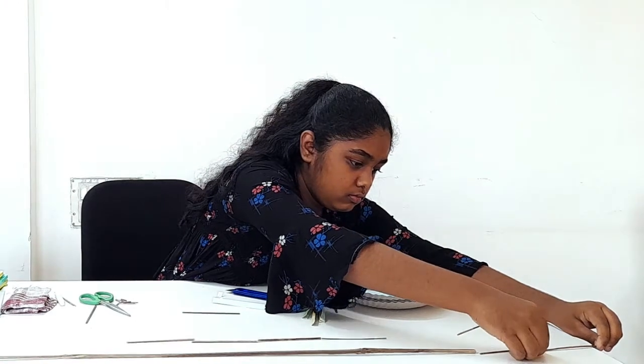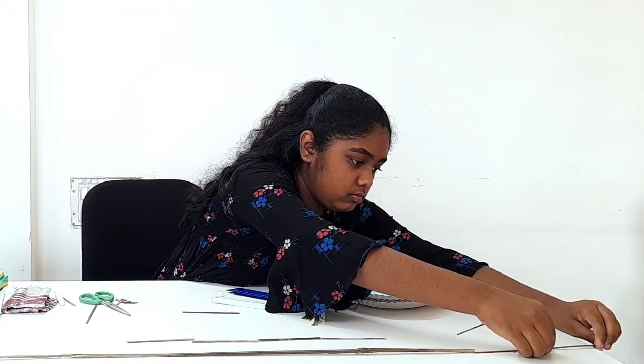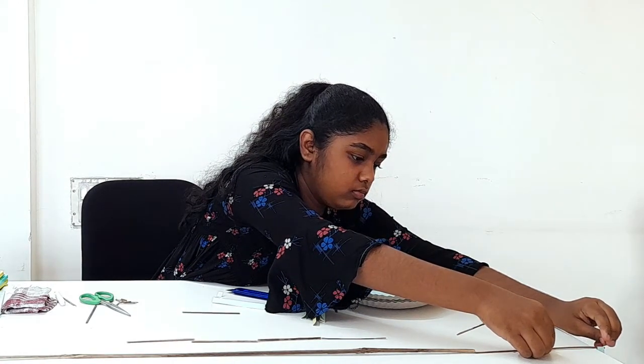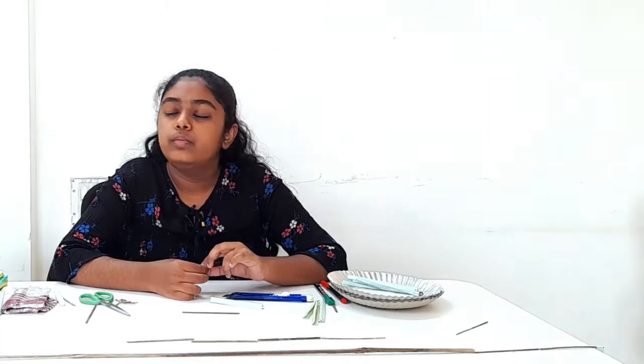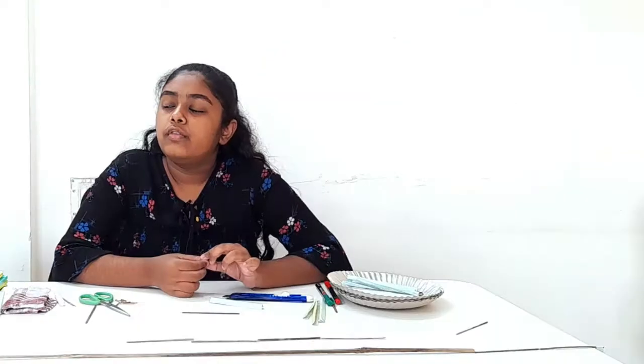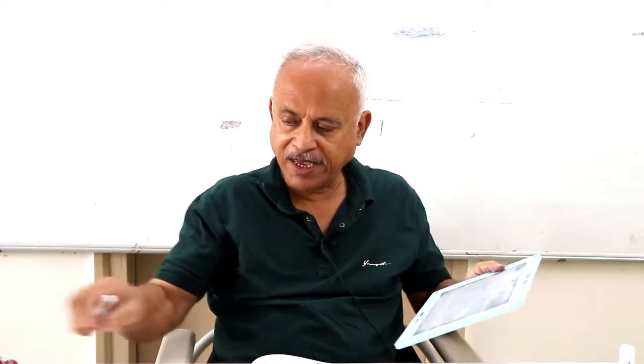So 1 meter, 2 pieces of 1 by 10, and 1 by 100 have you kept? So how many pieces of 1 by 10? 2. How many pieces of 1 by 100? 1. So now let us make the houses.